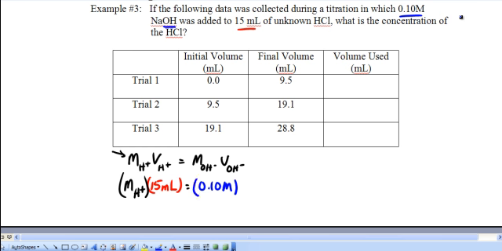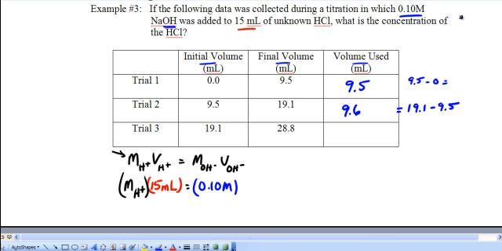Do we know the volume of the base added? Well, it doesn't tell us in the paragraph, but if you look at the table, you have your initial volumes, your final volume, and the total volume used. So if the burette started at 0 and ended at 9.5, when you subtract those two, that's going to equal 9.5 milliliters used, obviously. When you do your second trial, if you started at 9.5 and ended at 19.1, the difference there is 9.6.